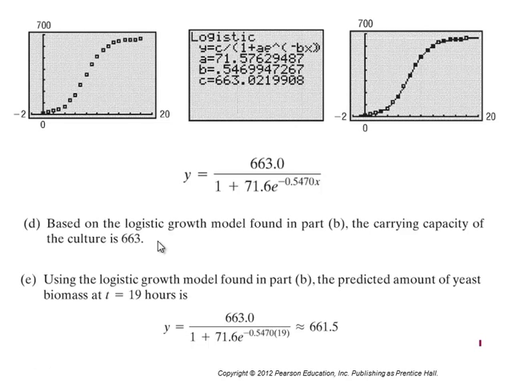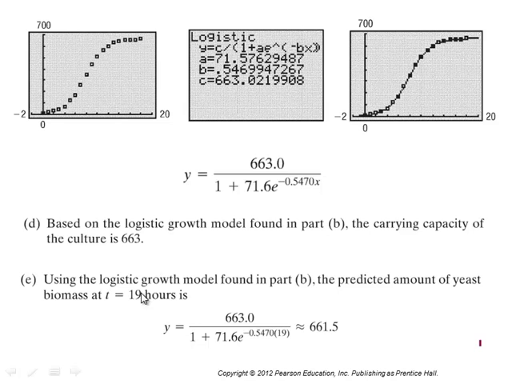Now, in the context of the problem, it's the yeast biomass. If we're talking about an integer number of individuals, like cells or monkeys or snails or whatever, you're going to want to make sure that you answer the carrying capacity as an integer. Here, biomass is not necessarily an integer, but we round C to the nearest tenth position, to one decimal place, so that answer was 663 as the carrying capacity.